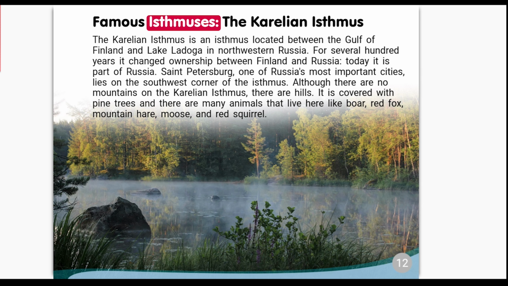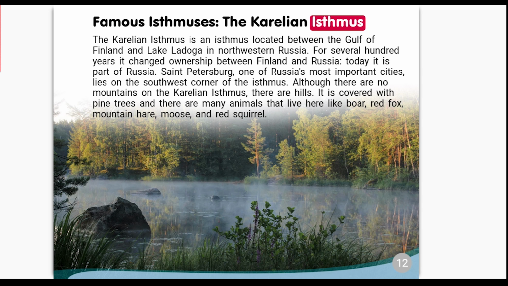Famous isthmuses. The Karelian Isthmus. The Karelian Isthmus is an isthmus located between the Gulf of Finland and Lake Ladoga in northwestern Russia. For several hundred years, it changed ownership between Finland and Russia. Today, it is part of Russia. St. Petersburg, one of Russia's most important cities, lies on the southwest corner of the isthmus.